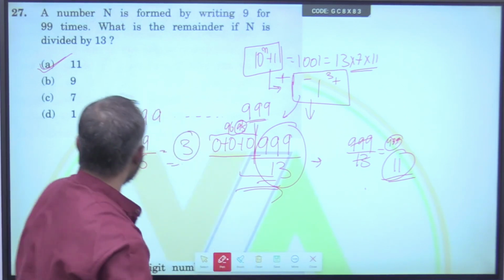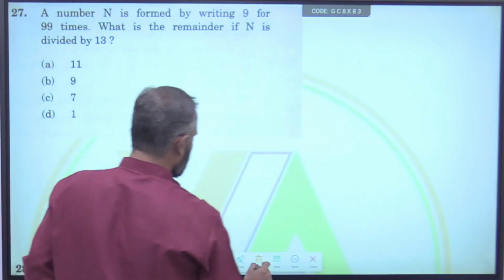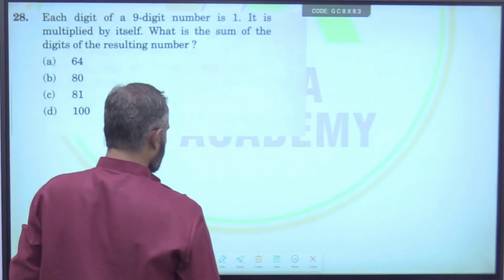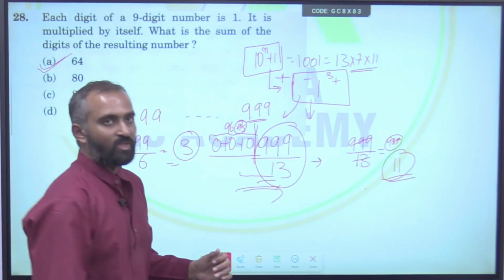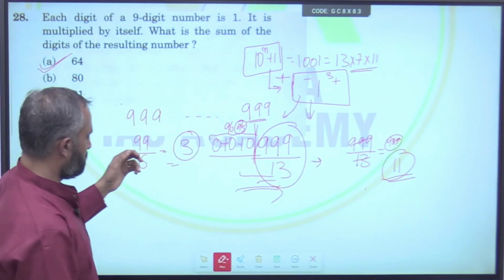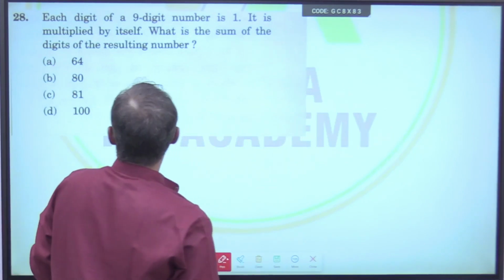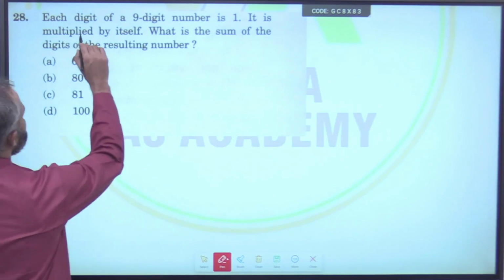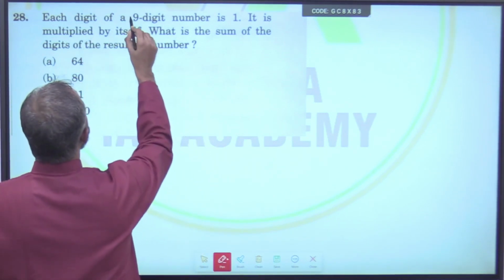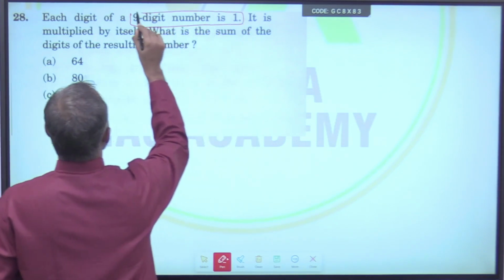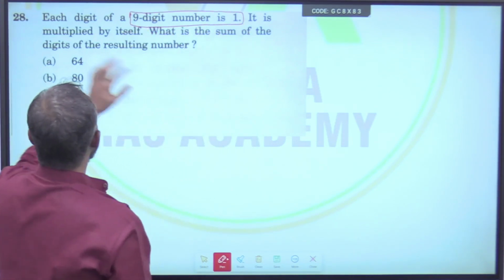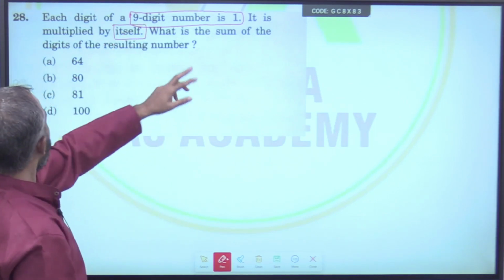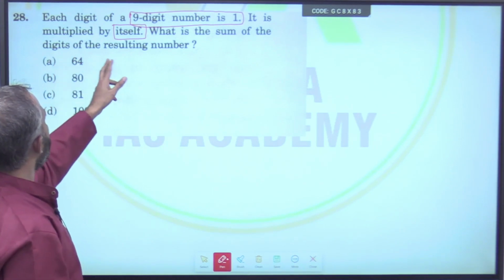Next one is 28. Same again, a pattern based one. First pause and study. Each digit of a 9-digit number is 1. It is multiplied by itself. Then what is the sum of digits of the resulting number?